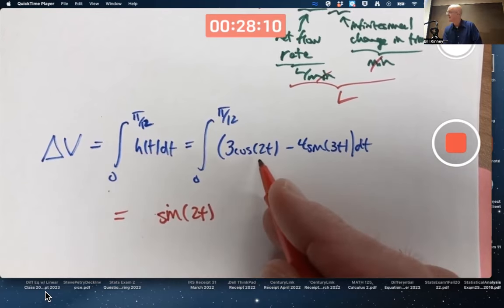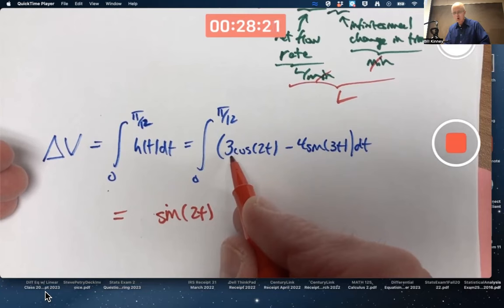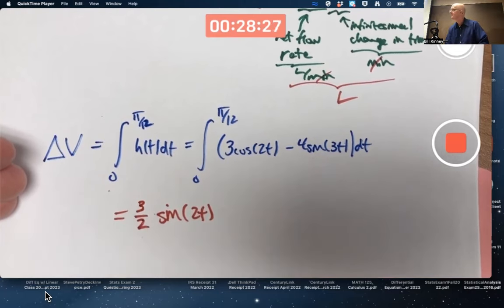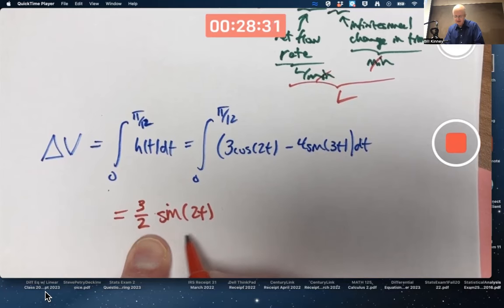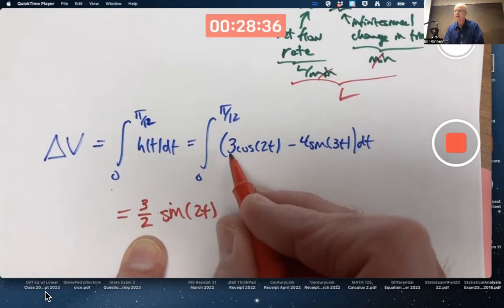Well, when you differentiate this, you're going to get an extra factor of 2 being multiplied because of the chain rule. There's a 3 there instead of a 2. How can we compensate? How about make it a 3/2? Check in your mind with me. When you differentiate this, you'll get a cosine. You'll get an extra factor of 2. 3/2 times 2 is 3.